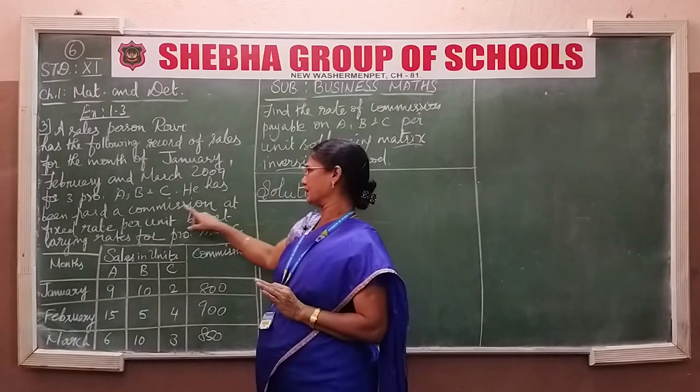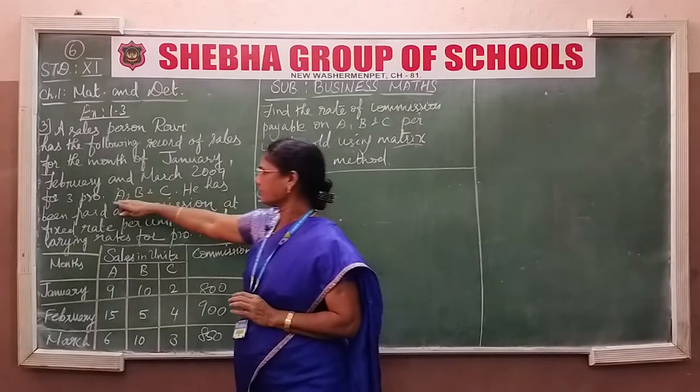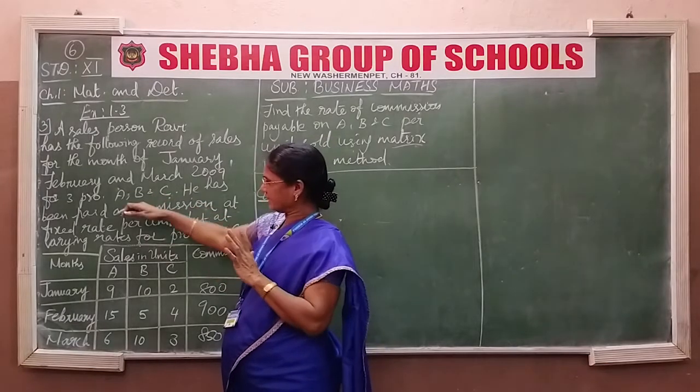He has been paid a commission. Ravi has been paid a commission on 3 products A, B, C. The commissions are varying in the 3 products.